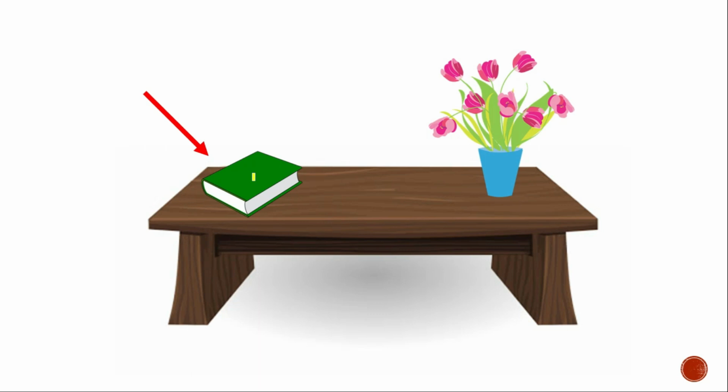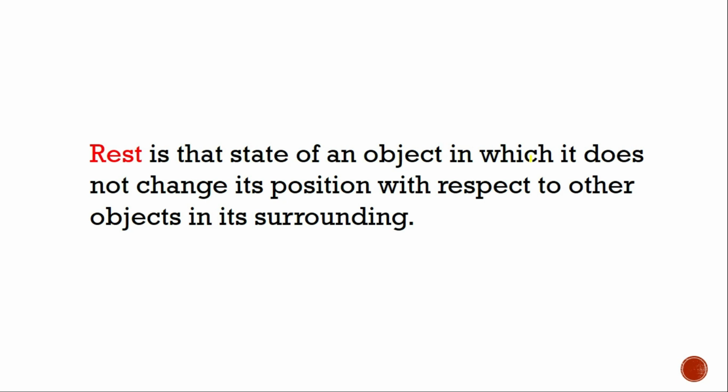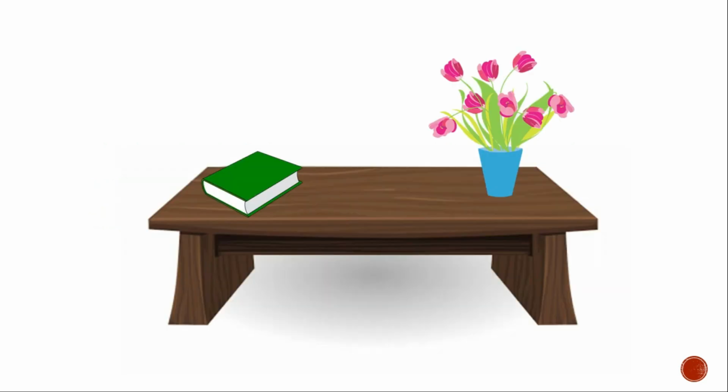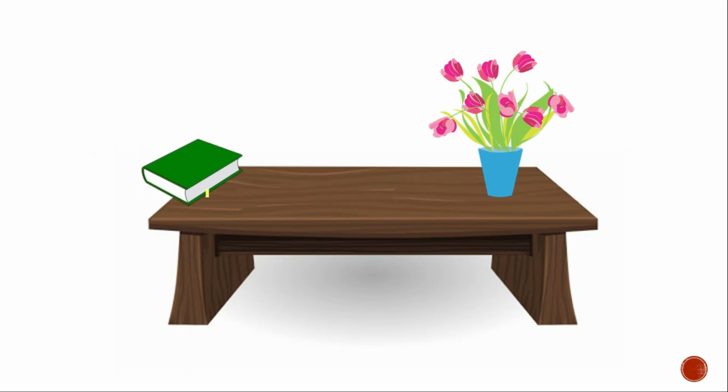Literally speaking, rest is that state of an object in which it does not change its position with respect to the other objects of its surroundings, which means that in order to specify some object to be at rest, that object should not change its distance or direction from some reference point, at least for that moment of time. Here, the reference point can be any particular object in the immediate surrounding of that object. So as the book here is neither changing the distance nor the direction with the reference to the table and the vase, we can say that it is at rest.